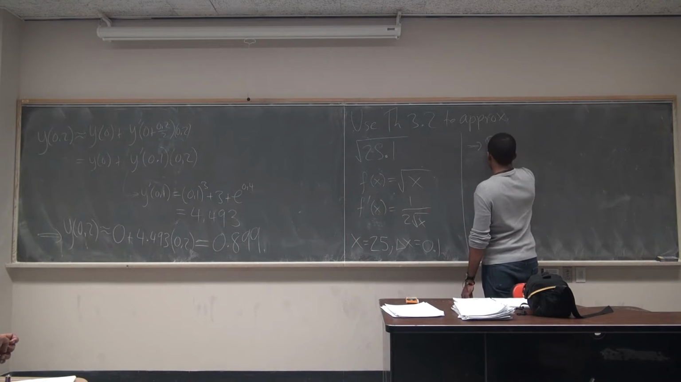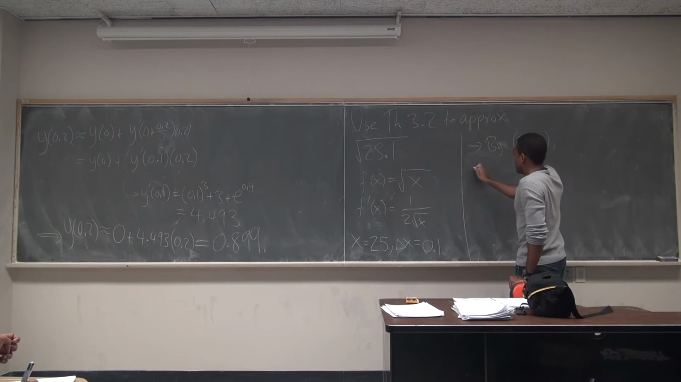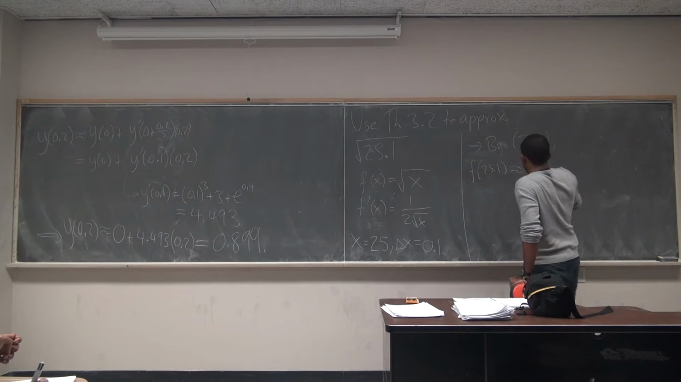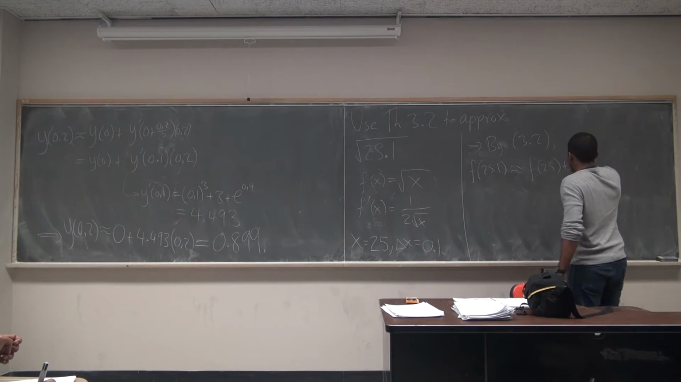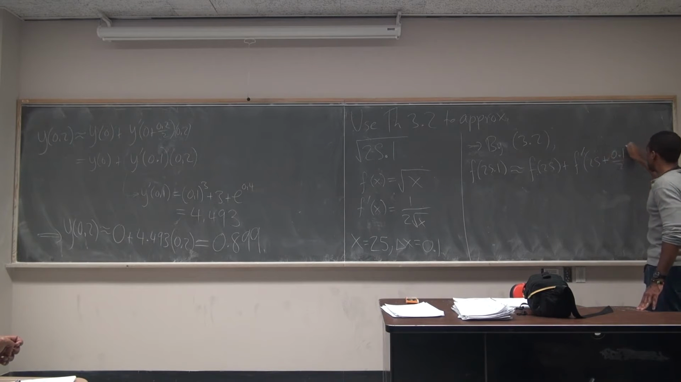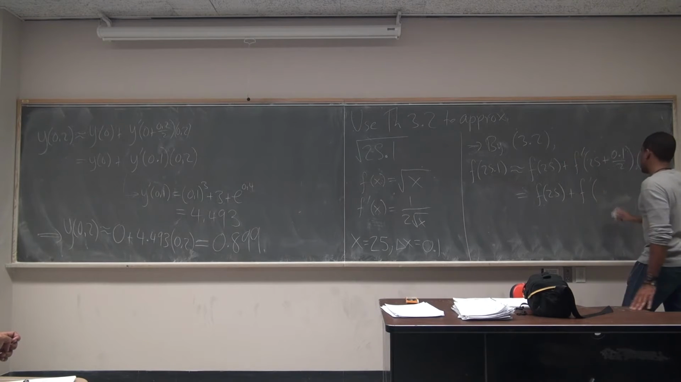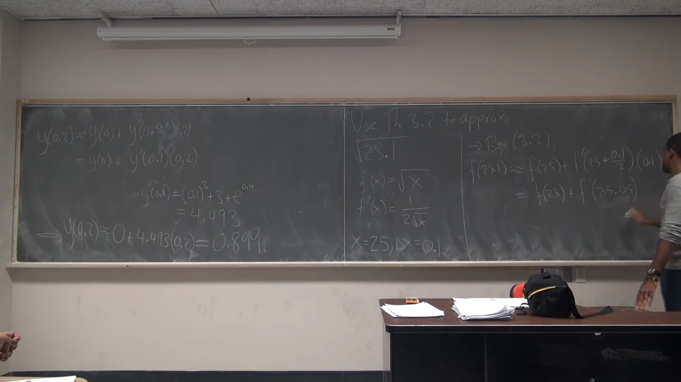This means by theorem 3.2, to approximate my f of 25.1, this is approximately equal to f of 25 plus f prime of 25 plus 0.1 over 2 times my delta x, which is 0.1. So basically, this is f of 25 plus f prime of 25.05 times 0.1.